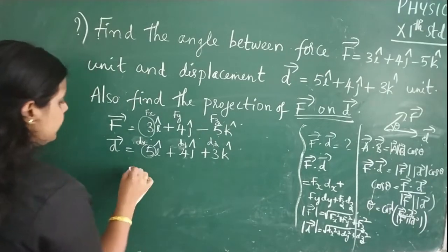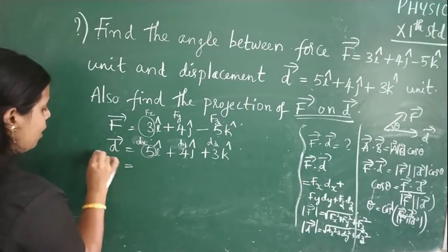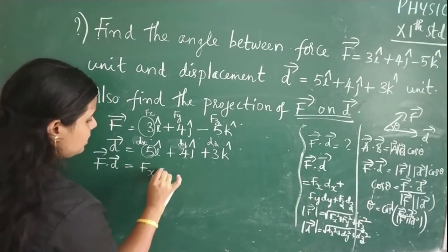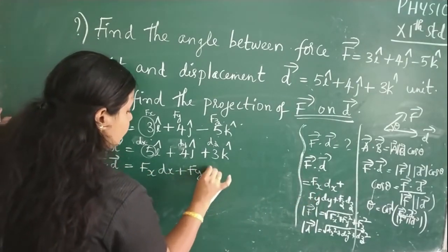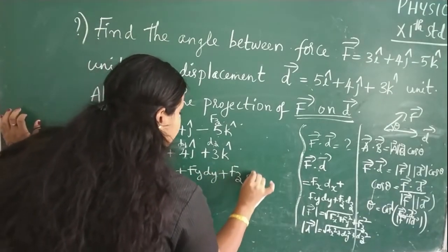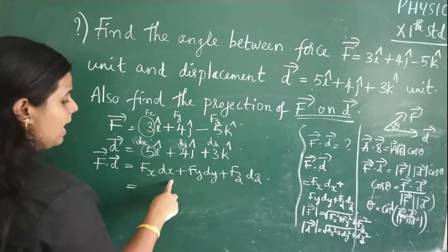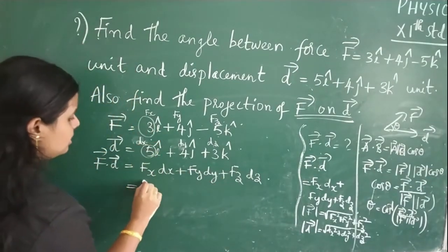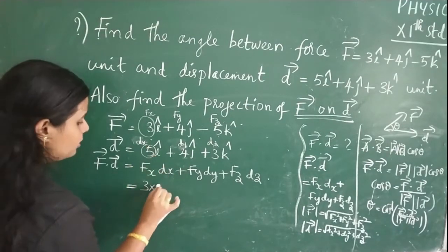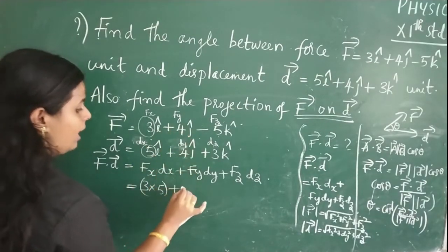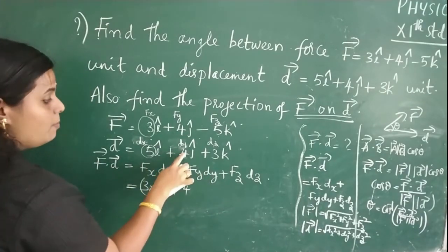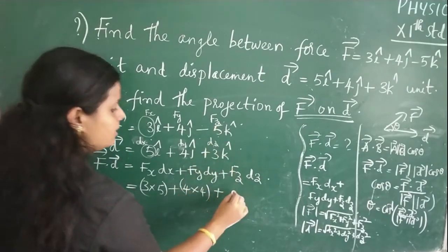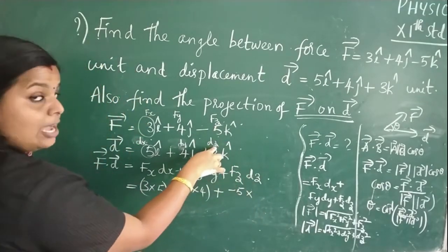Okay, so here we can write f dot d is equal to, as per the definition, fx dx plus fy dy plus fz dz. Now substitute for x components, y components as well as z components of f and d. So what is fx? 3 into dx is 5. So 3 into 5 plus what is fy? 4. What is dy? Y component of displacement 4. So 4 into 4 plus what is fz? That is -5 into what is z component of displacement?